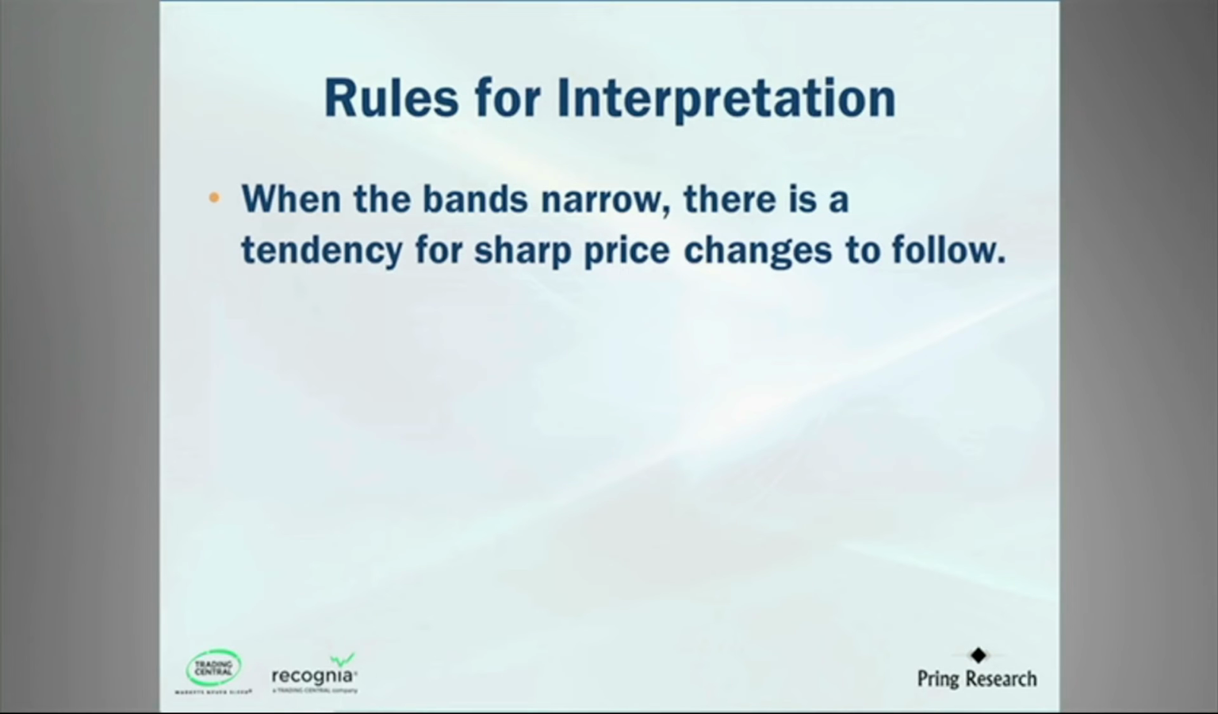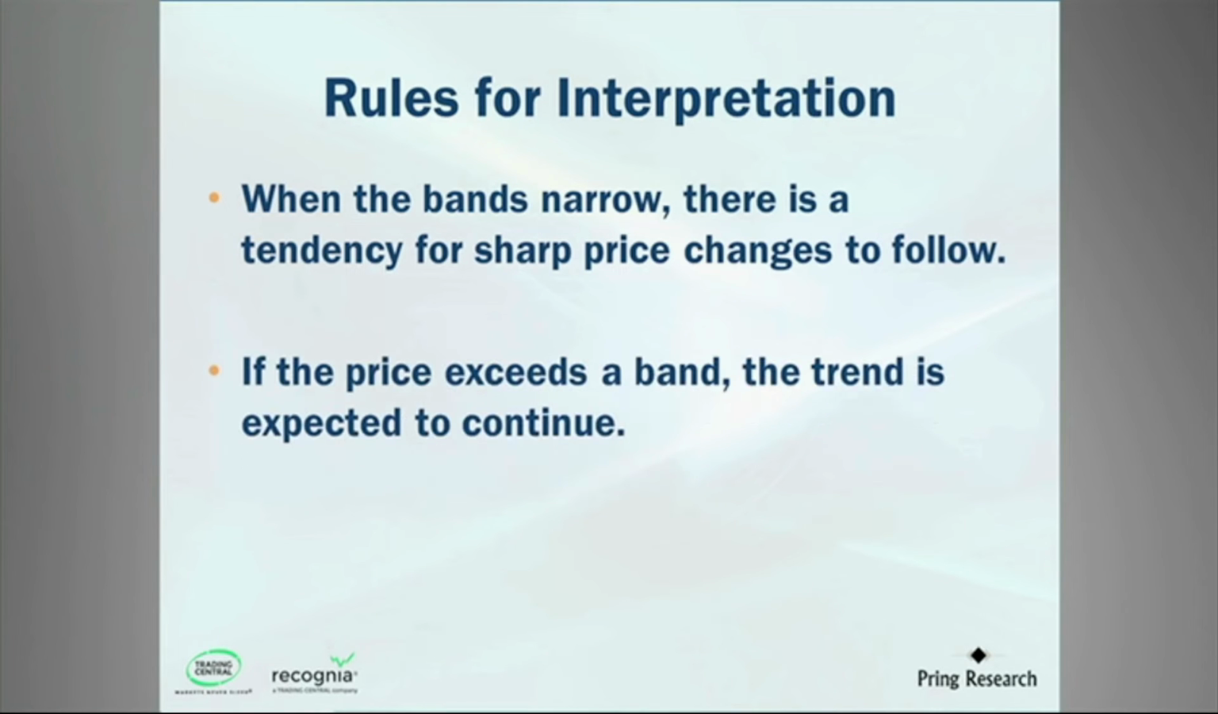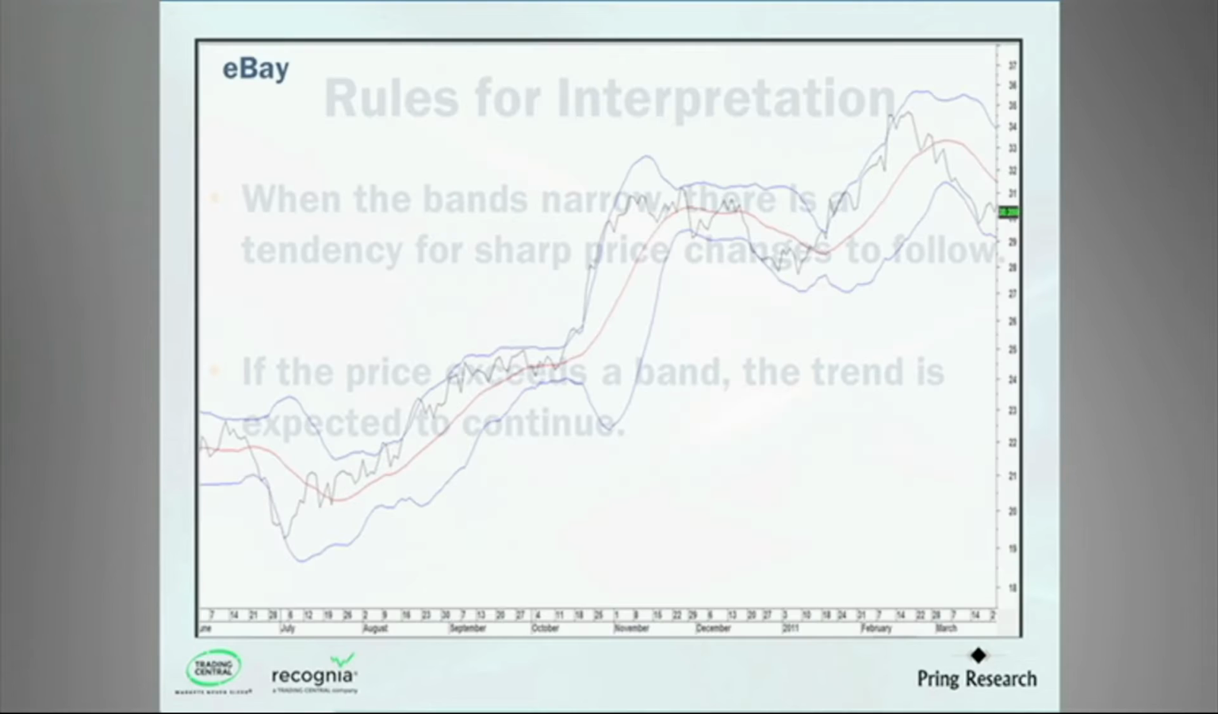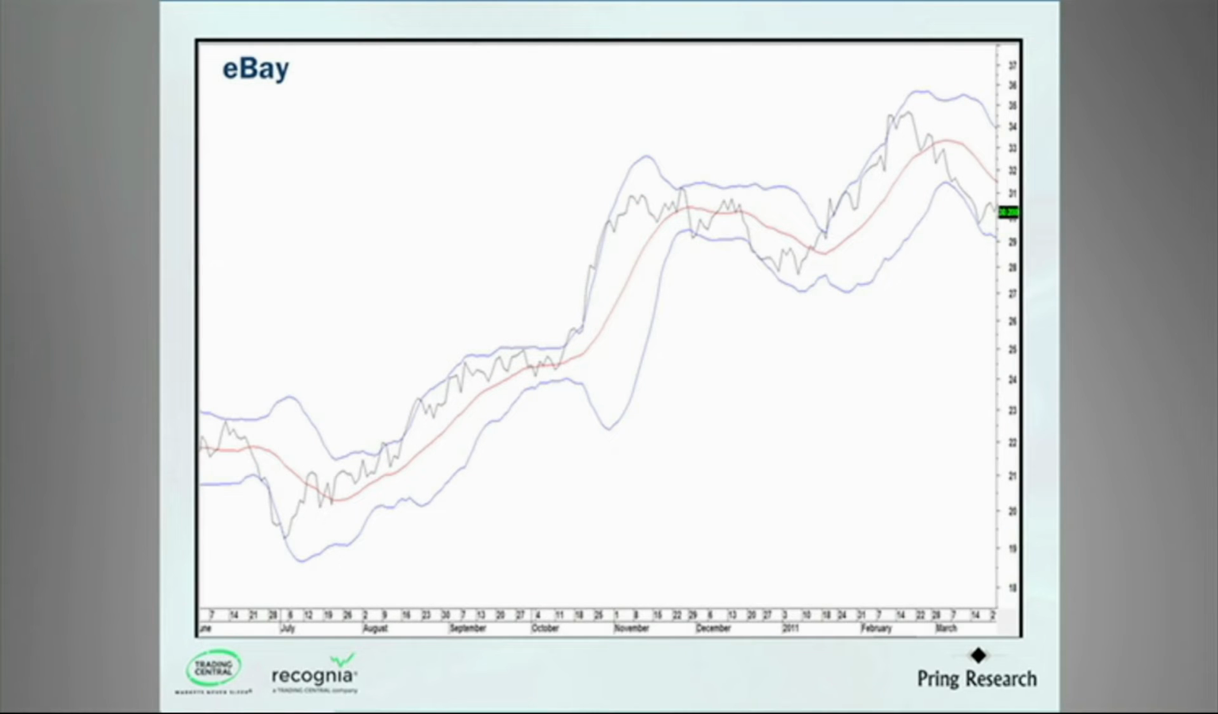Rule 2. If the price exceeds a band, the trend is expected to continue. This is really another way of saying that if the price moves above the band, upside momentum is strong enough to support higher ultimate prices, and vice versa. In this chart of eBay, you can see that the bands narrow, and its trend line is violated, and a rally transpires. Nothing special here.